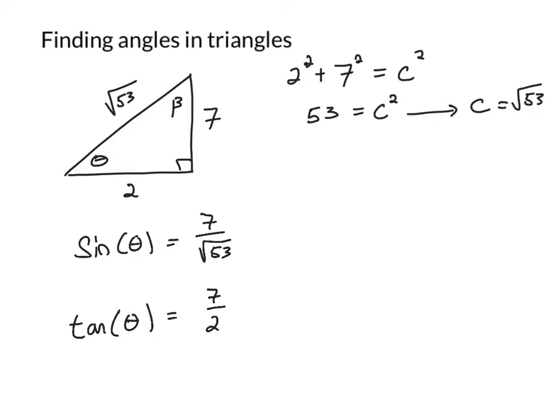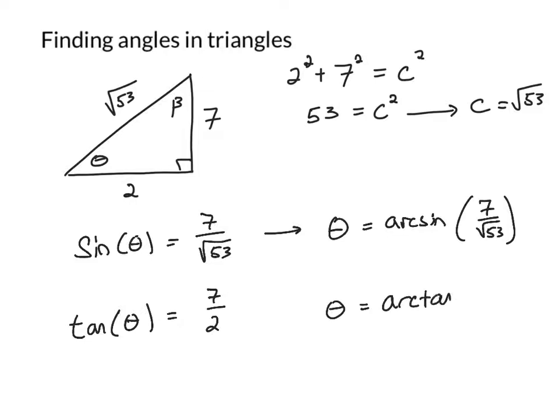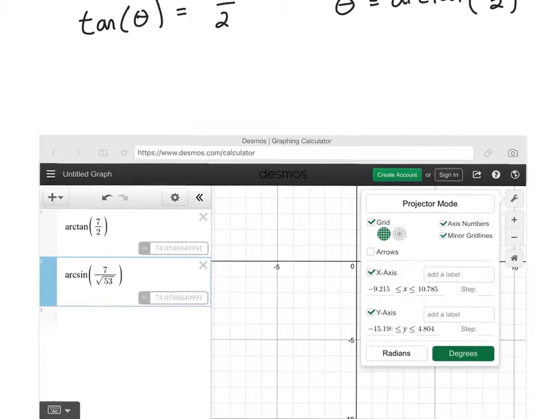To figure out what theta is, we're going to use our inverse trig functions. This tells me that theta has to be equal to arcsine of 7 over the square root of 53, or theta has to be equal to arctangent of 7 over 2. These numbers are going to end up being the same thing. But in order to figure them out, we're going to plug them into Desmos to get numbers that make a little bit more sense to us.